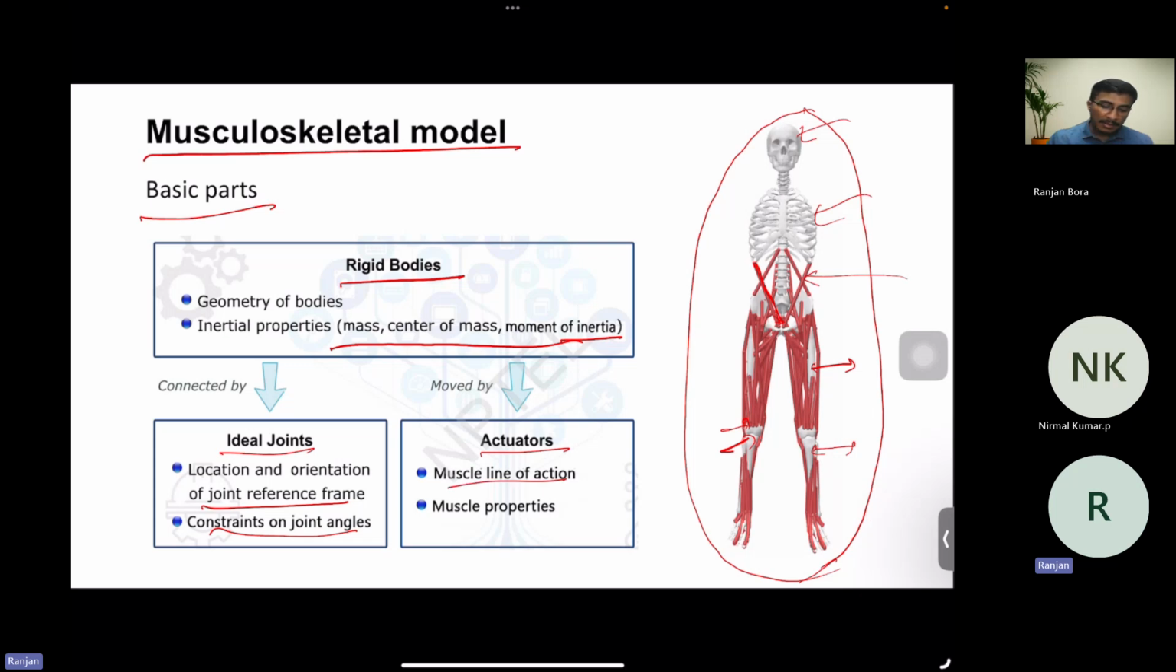And similar to these inertial properties, we also need some muscle properties, like what is the maximum force that the muscle can generate, and what is the pennation angle, optimal fiber length, tendon slack length. Those parameters we need for developing the musculoskeletal model.